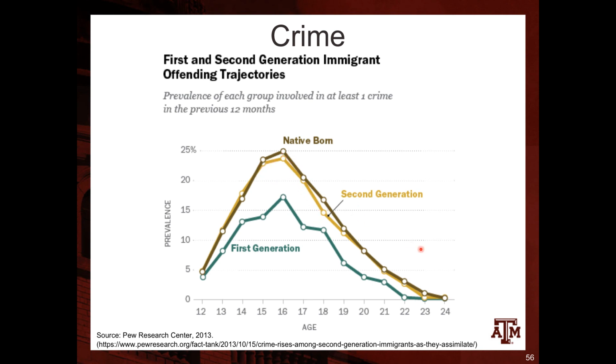So the public discourse saying that immigrants are usually more likely to commit crimes is not true based on all these different data that have been collected. And this is data from the Pew Research Center that you can access directly from this website.